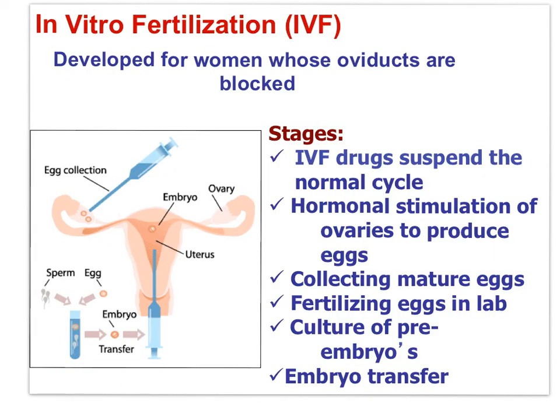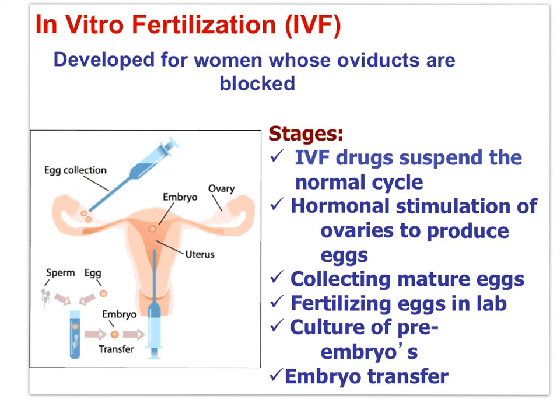Drugs are used to suspend the woman's normal cycle. Hormones are used to induce the woman's ovaries to grow several mature eggs rather than the single egg that normally develops each month. Doctors monitor the development of ovarian follicles using ultrasound and blood samples to measure the blood levels of estrogen and LH. By interpreting the results of ultrasound and blood tests, the IVF specialist determines the best time to harvest or remove the eggs.